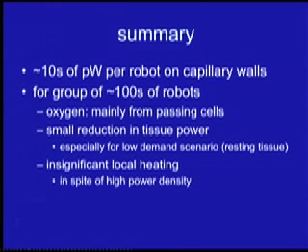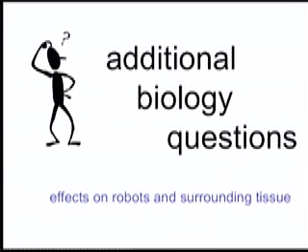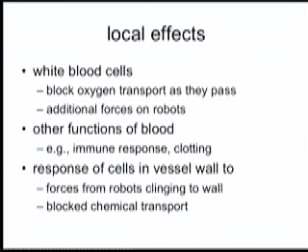So let me summarize what I've told you from this model. You can expect tens of picowatts for micron-sized robots operating in capillaries. The oxygen is going to be taken additionally mainly from the passing red cells, with relatively small reductions in tissue power, and insignificant local heating. I'd like to wrap up with just some additional biology questions. If any of you have some insights into these, I'd be more than happy to hear your suggestions and comments.